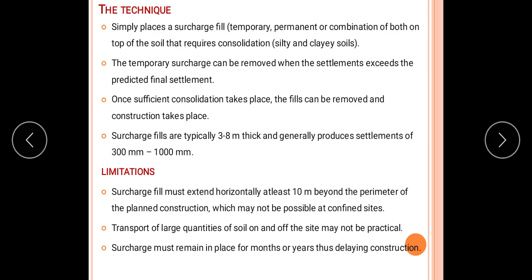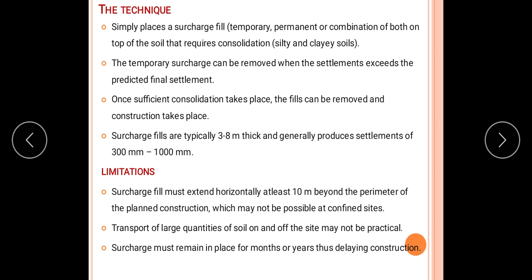So the technique is simply placing a surcharge fill that may be temporary or permanent, or a combination of both, on top of the soil that requires consolidation. The temporary surcharge can be removed when the settlement exceeds the predicted final settlement. So the temporary surcharge or embankment we can remove when the compressible soil exceeds the predicted settlement. Once sufficient consolidation takes place, the fills can be removed and construction takes place.